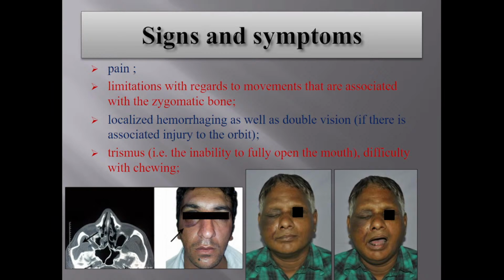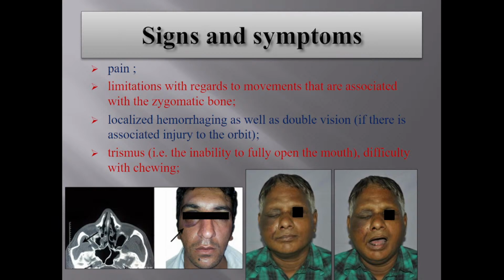Patients with zygomatic fracture can present with a wide range of signs and symptoms depending on the kinetic force that caused the resultant damage. There will certainly be pain and limitation with regard to movements associated with the zygomatic bone. If there is associated injury to the orbit and ocular structures, there might be localized hemorrhaging as well as double vision. Patients may also develop trismus, the inability to fully open the mouth, or limited movements of the mouth due to the spastic reaction of the masticatory muscles, and have difficulty chewing. They may also be bleeding through the nose, depending on the severity of the injury.